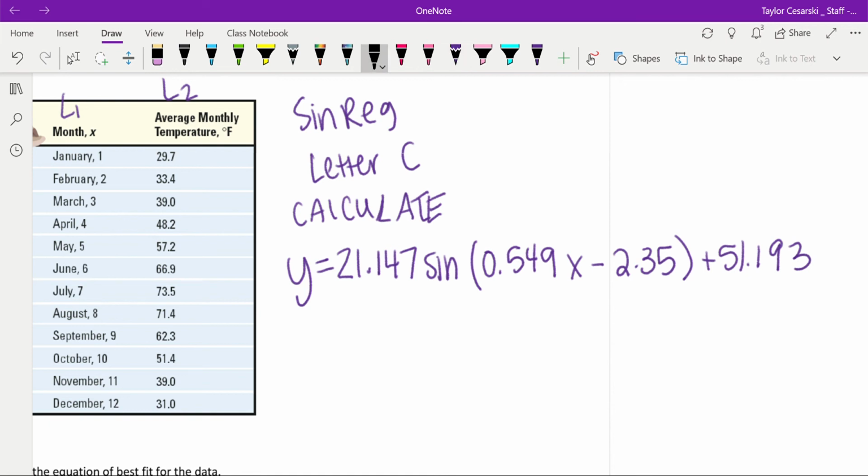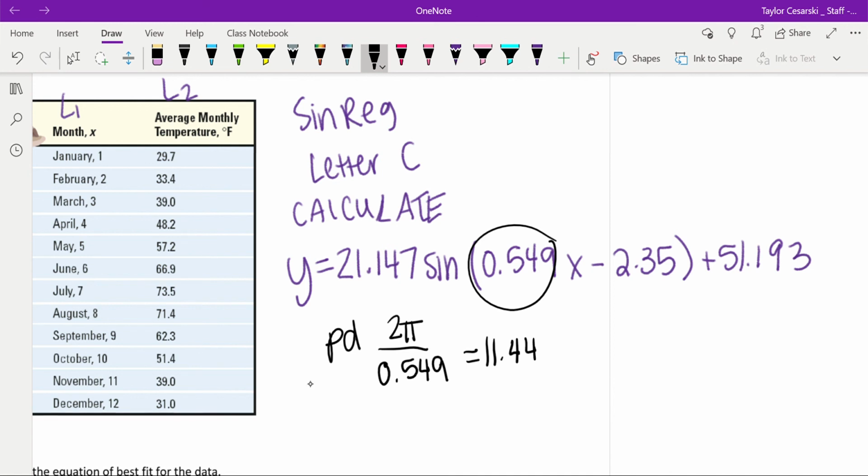Now let's find the period. For the period, we would start with 2 pi, and we would divide it by this number in front, which is 0.549. I know that's obviously rounded, but let's just do that. I get 11.445, and you should notice that that's pretty close to 12, because there's 12 months in a year, so it's going to repeat itself about every 12 months. That makes sense, and I know that was rounded as well. If I factored that out, I could find my phase shift, and it's going to go up 51.193.